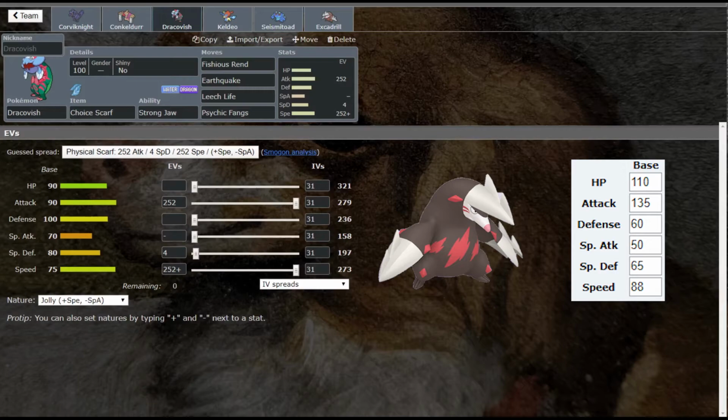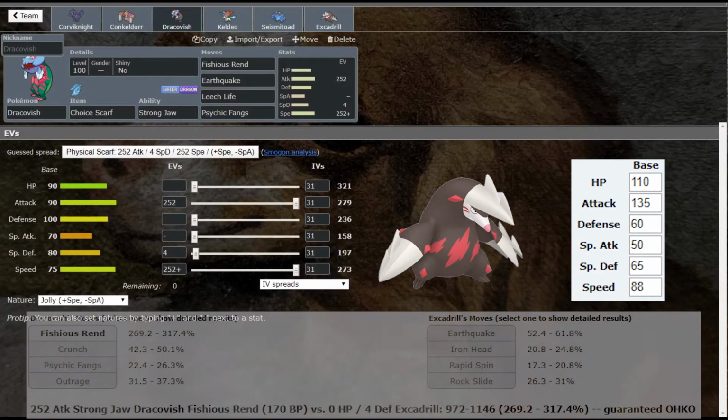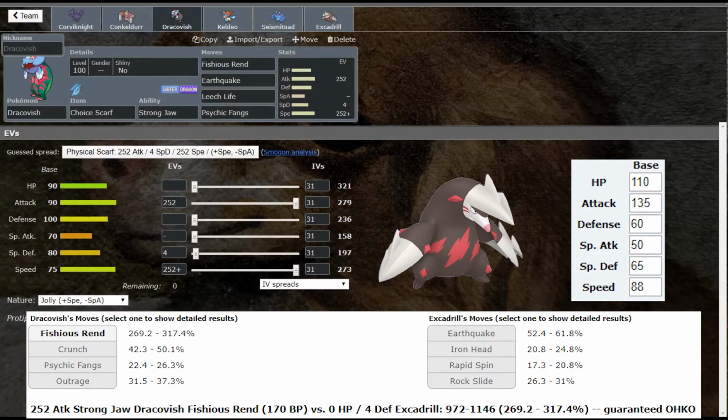All right, next up is, of course, Choice Scarf Dracovish. You can't have any list that has a ground type on it without talking about Choice Scarf Dracovish. Dracovish is absolutely incredibly powerful with Vicious Rend, and it does 269 minimum to an Excadrill. It's insane. And even if you aren't Scarf, if you are Banded and you're slower, you're still going to kill this, and you're still not going to die to an Earthquake.